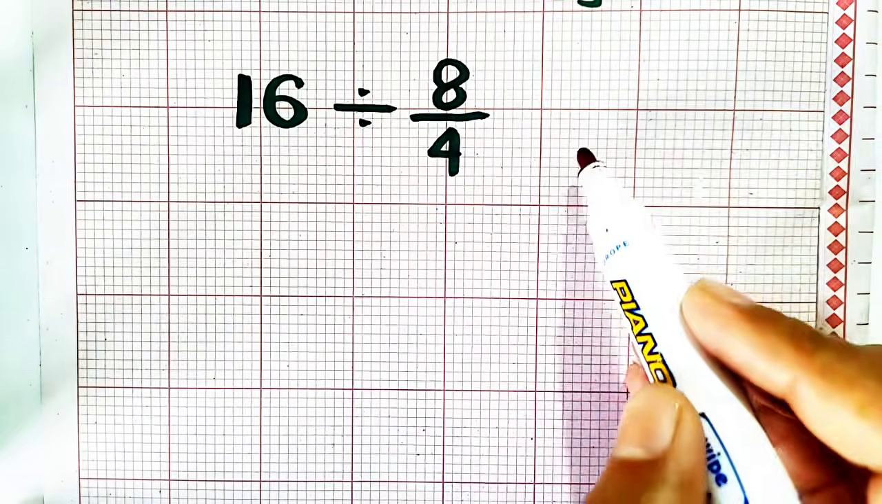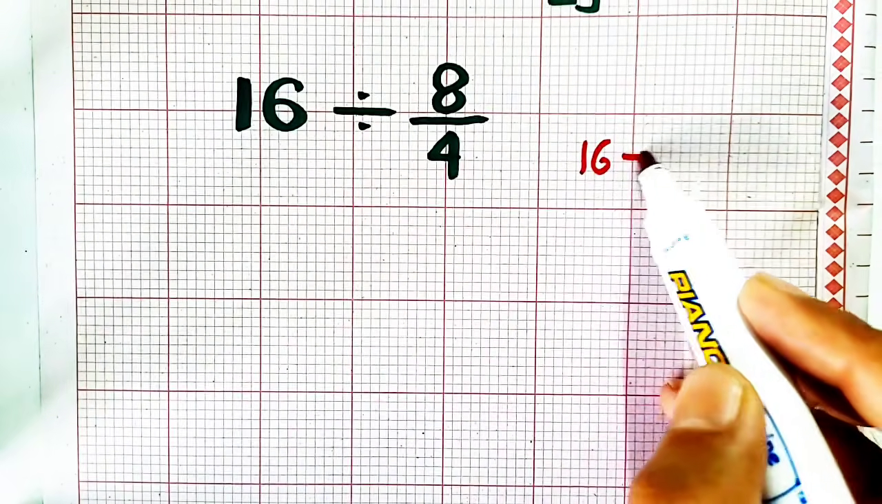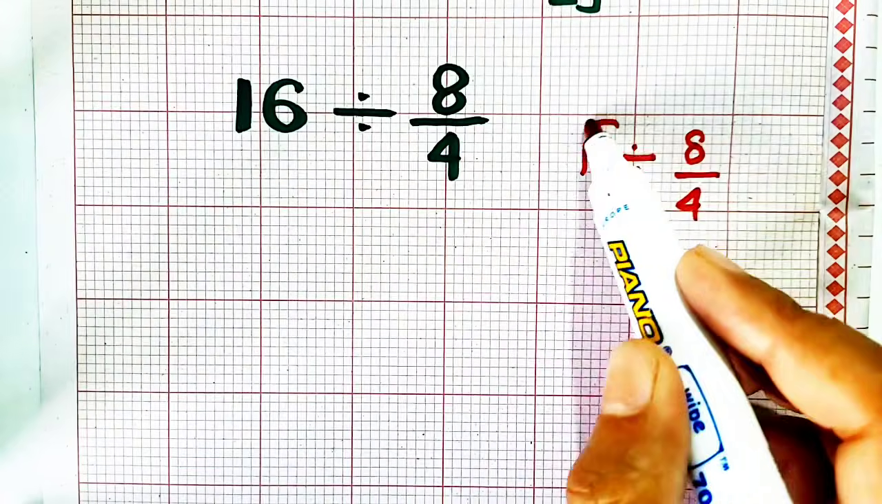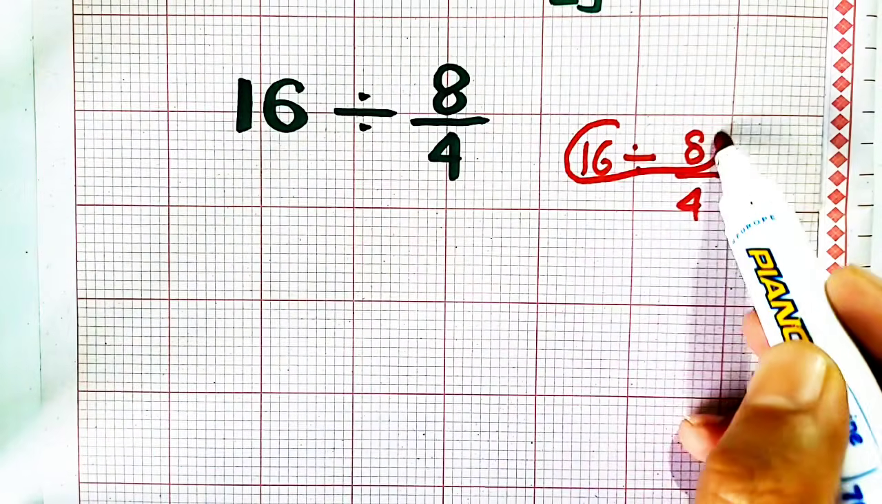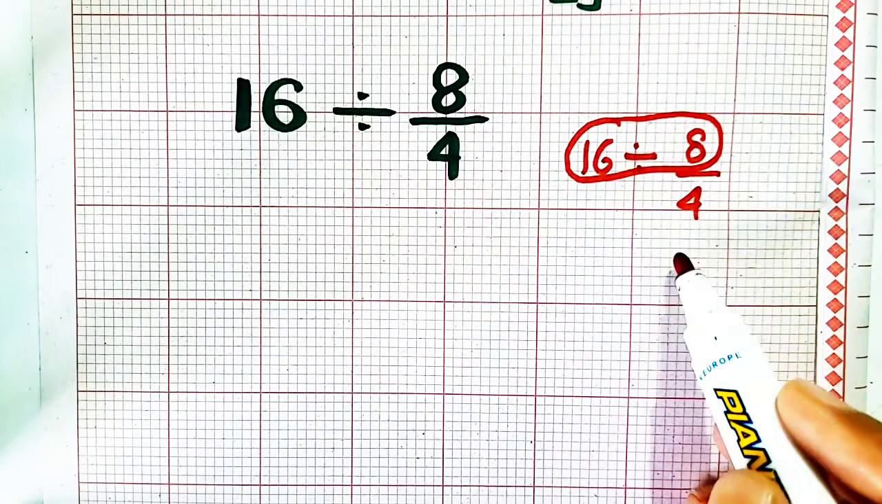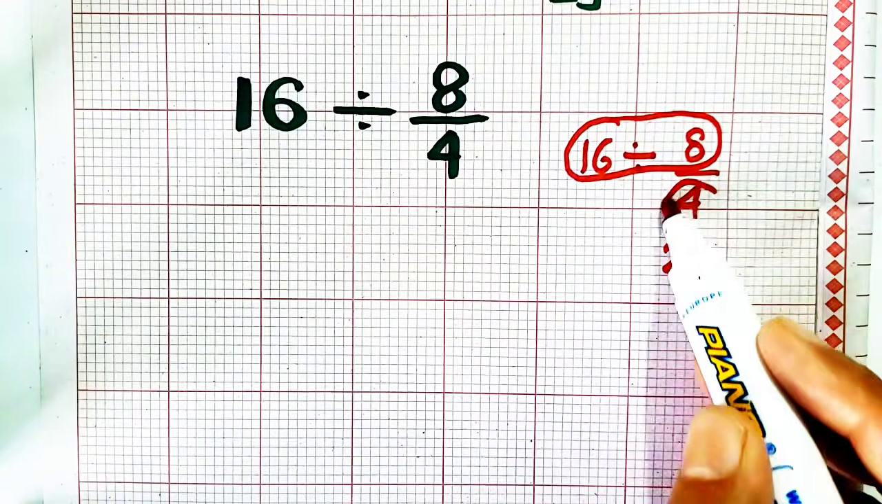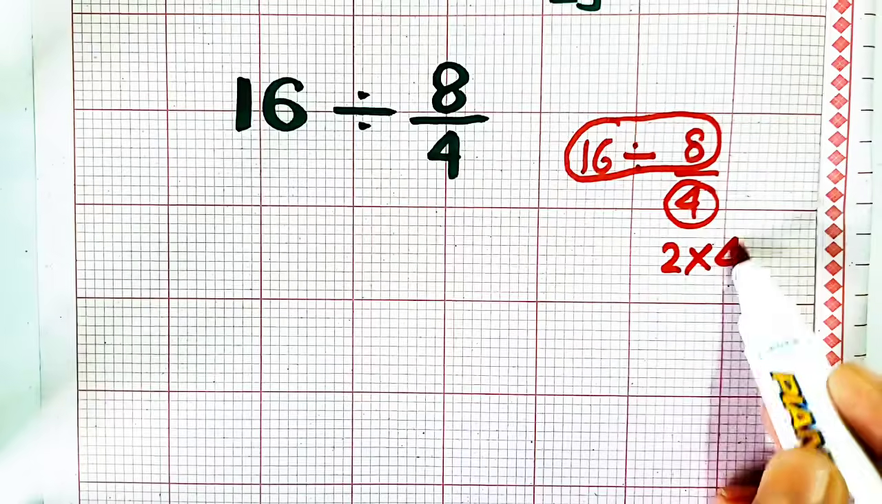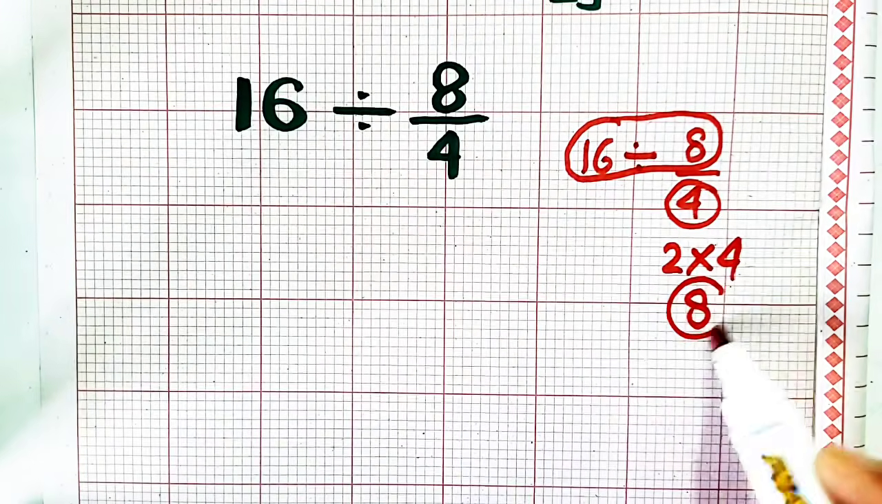To respectable audience, this is the question: 16 divided by 8 over 4. I have told you this already. 16 divided by 8 will be solved first, and it will be 2. And here 4 is in the denominator, so it will be multiplied. So its answer will be equal to 8.